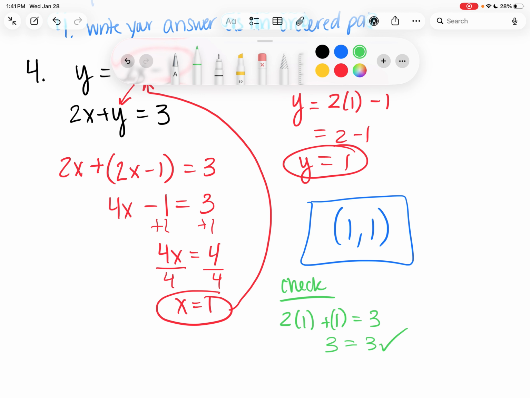Questions about that? So it's going to take a little bit of getting used to. It's kind of like a lot of work for this little answer. So they are going to take up a lot of space, unfortunately. That's just the nature of the problems.